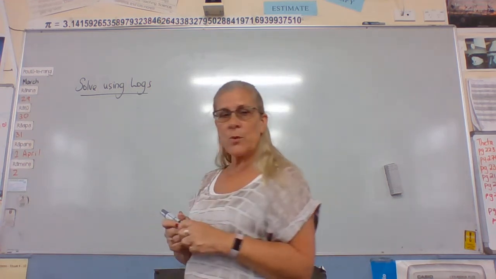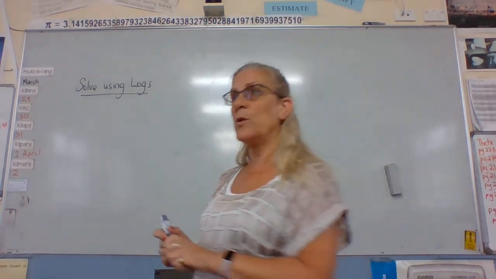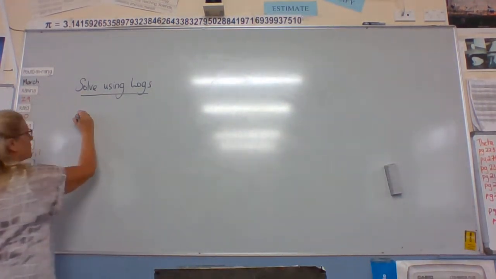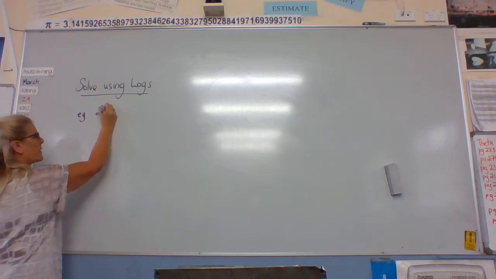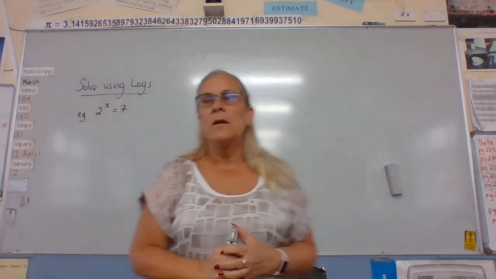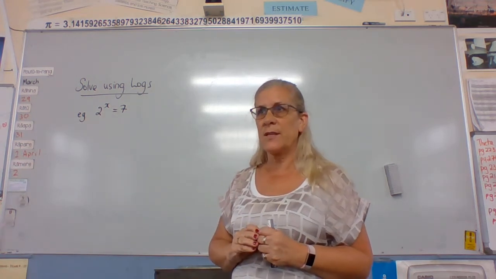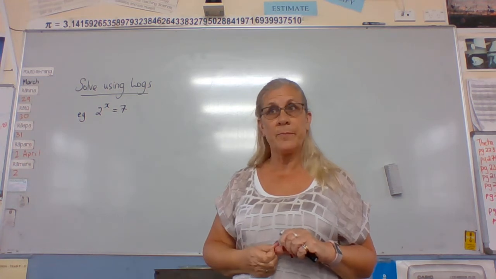If I give you the question 2 to the power of x equals 7, there is a way your calculator, not using logs, can tell you the answer to this. Does anybody know what it might be?